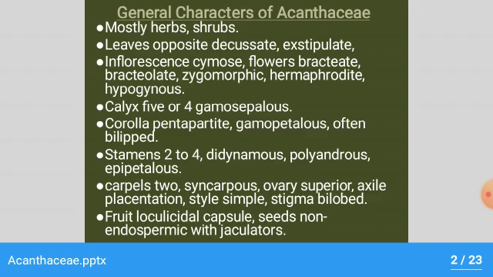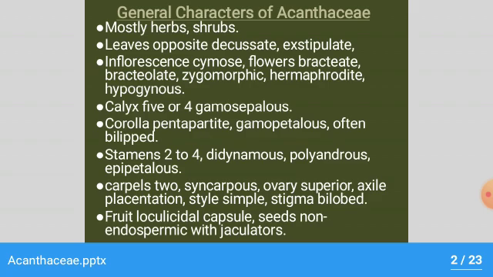There are no trees. Leaves opposite decussate, exstipulate. Inflorescence racemose or cymose. Flowers generally bracteate and bracteolate, zygomorphic, bisexual and hypogynous. Calyx normally 5 or 4, gamosepalous. Corolla 5-parted, gamopetalous, often bilipped.